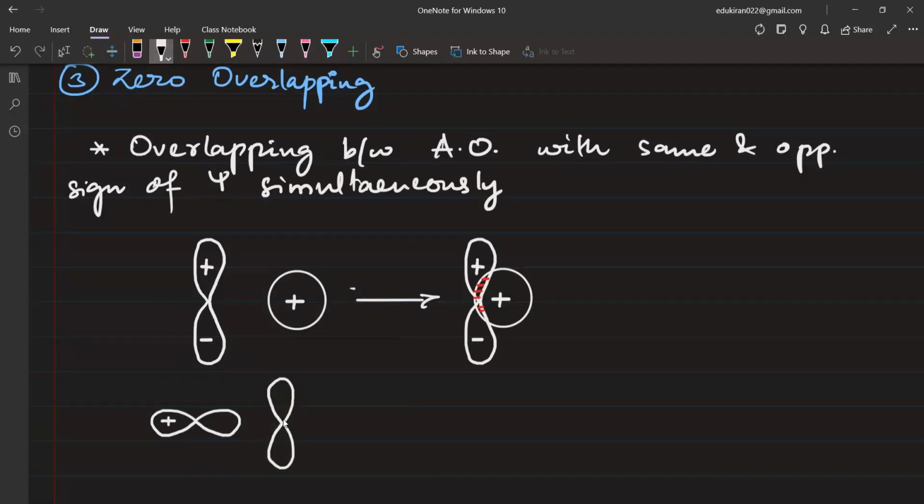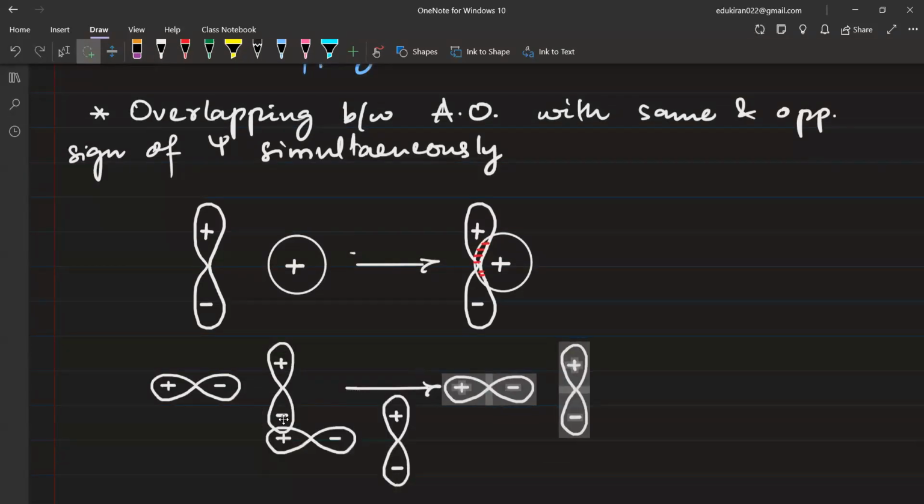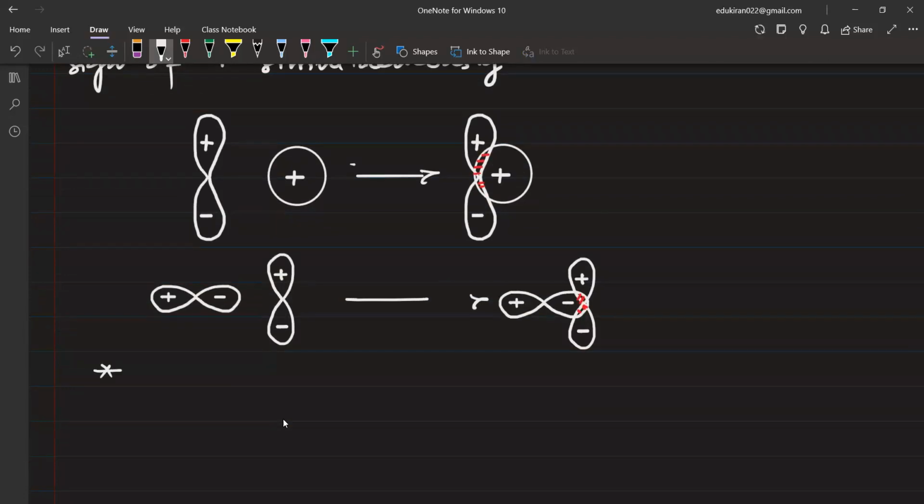So you can see if you have positive, negative, positive, negative, and if both of these are overlapping, so here also you will have similar scenario, right? There will be simultaneously overlapping between positive and negative phases, right? Positive and negative sign of psi. Okay, so यहाँ please लीजिएगा. This also results in repulsive forces.